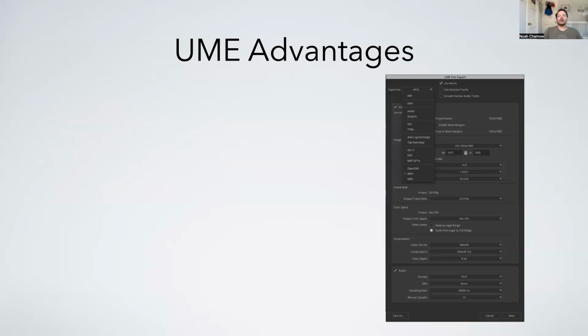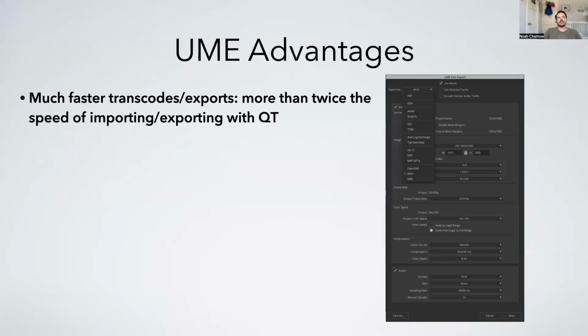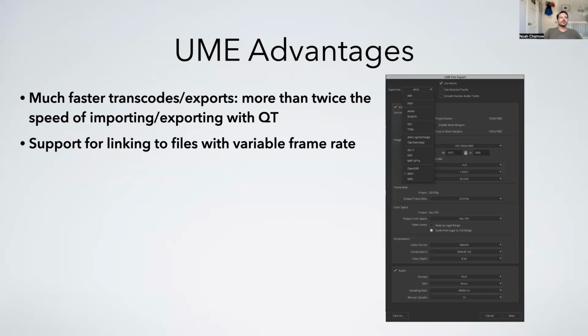So UME overall, hands down, way better than QuickTime. UME has much faster transcodes and exports. I did a test yesterday to be able to give you a number, and bringing footage in and exporting footage using UME instead of QuickTime, the UME export and link and transcode were more than twice the speed of importing or exporting with QuickTime, so much faster.